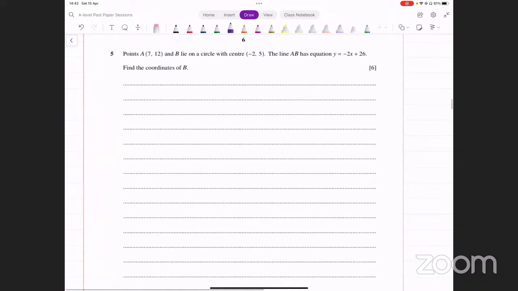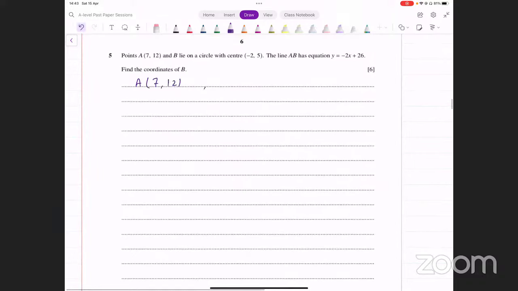It says points A and B lie on a circle with center -2, 5. And we're given that the line AB has equation y equals -2x plus 26. We need to find the coordinates of the point B. Okay, so we have a point A, which is 7 and 12, and we have a point that represents the center of the circle. That's -2 and 5. And this point is B.